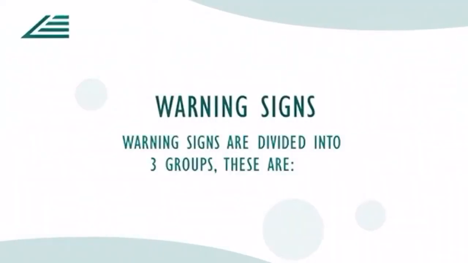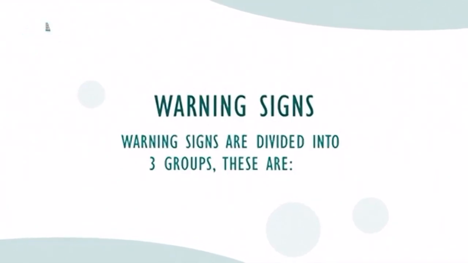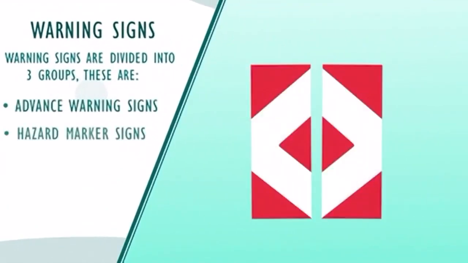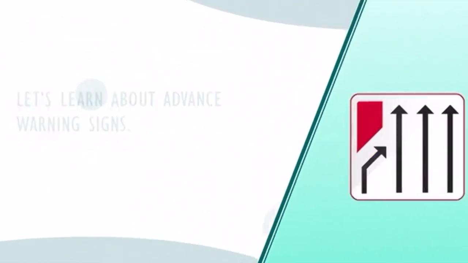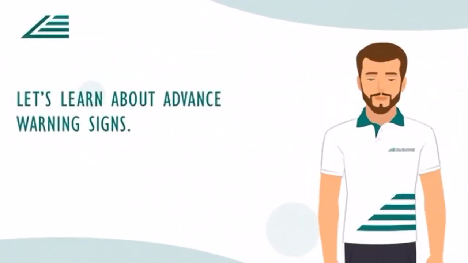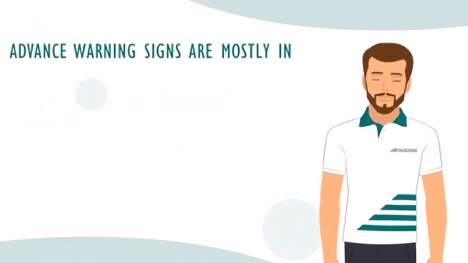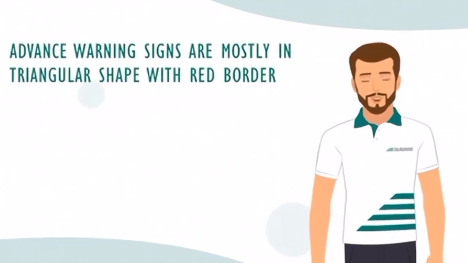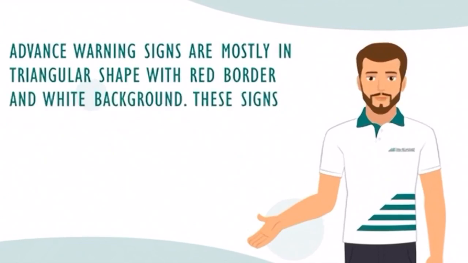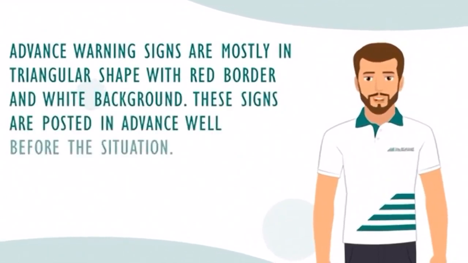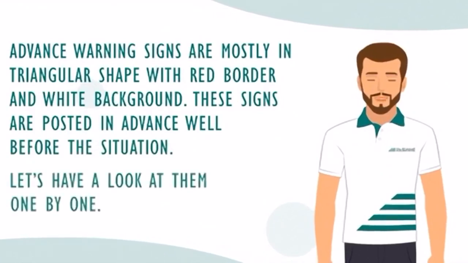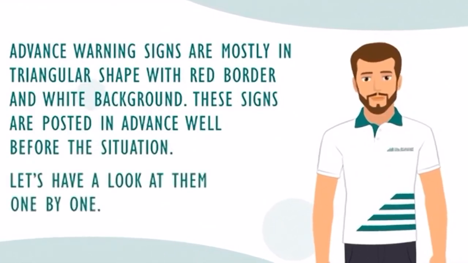Warning signs are divided into three groups. These are advanced warning signs, hazard marker signs, and diagrammatic warning signs. Let's learn about advanced warning signs. Advanced warning signs are mostly in triangular shape, with red border and white background. These signs are posted in advance, well before the situation. Let's have a look at them one by one.